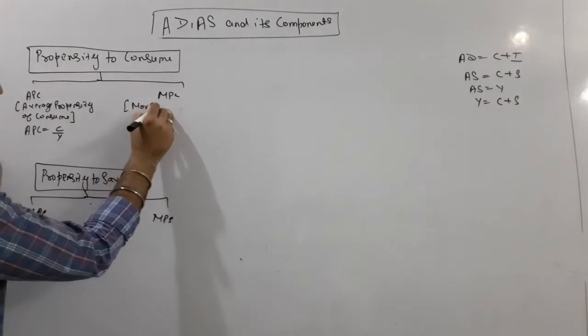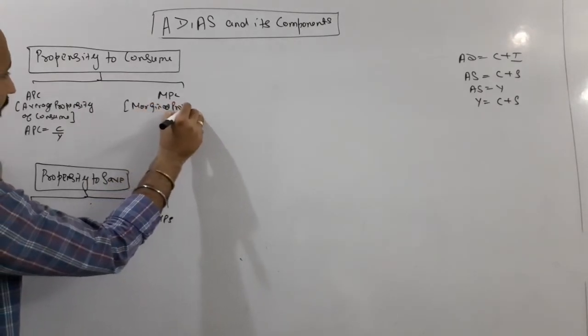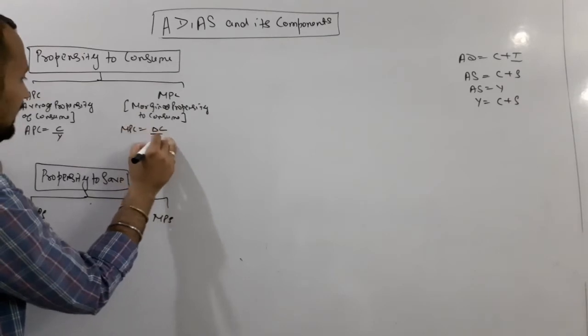APC means average propensity to consume, meaning different levels of consumption at different levels of income, and it can be calculated as APC equals C upon Y. MPC means marginal propensity to consume, and it can be calculated as MPC equals delta C upon delta Y. Or its definition can be like this: APC is the ratio of consumption and income, MPC is the ratio of change in consumption and change in income.